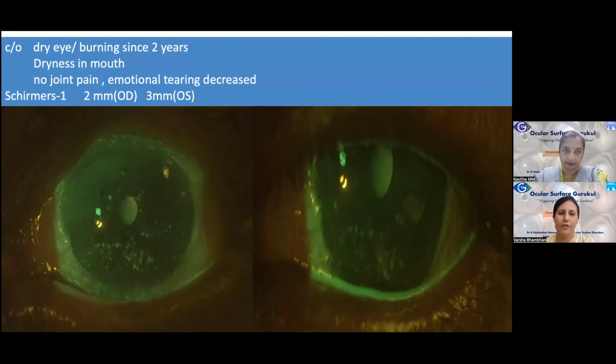Case of a 65-year-old lady who presented to us with the complaints of chronic dryness and the burning sensations in the past 2 years. She also complained of some dryness in her mouth. She did not have any joint pain, and on examination, the Schirmer's was 2 and 3. There was diffuse staining of the cornea as well as of the conjunctiva. So she was diagnosed with severe aqueous tear deficient dry eye.